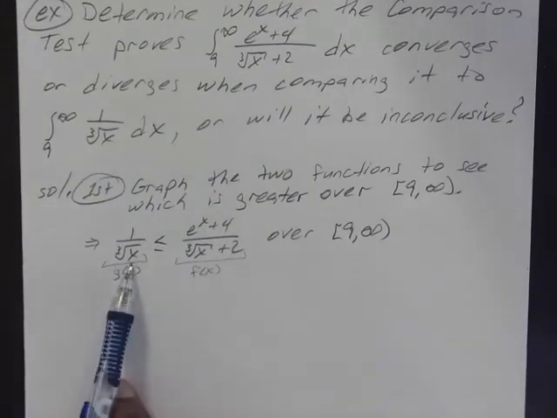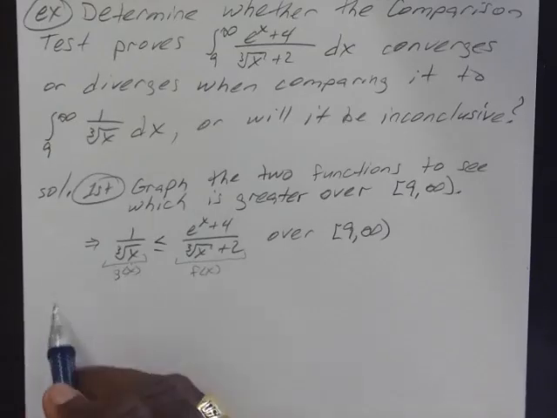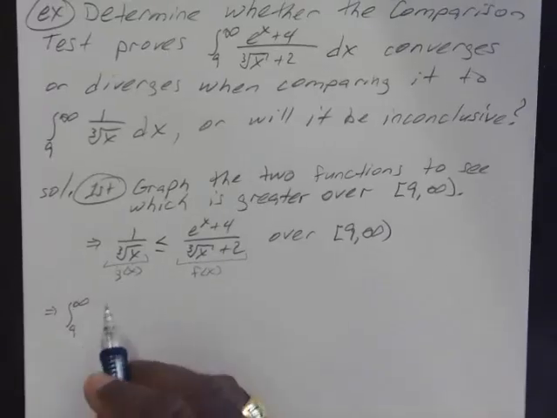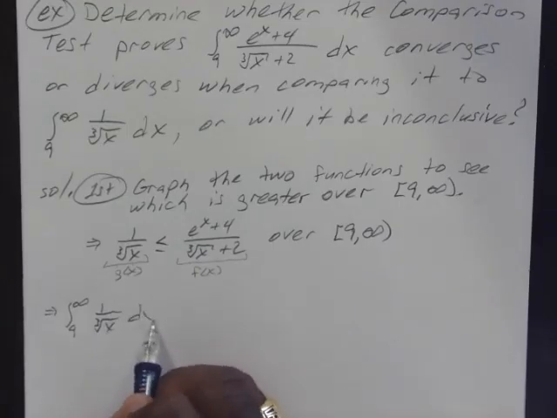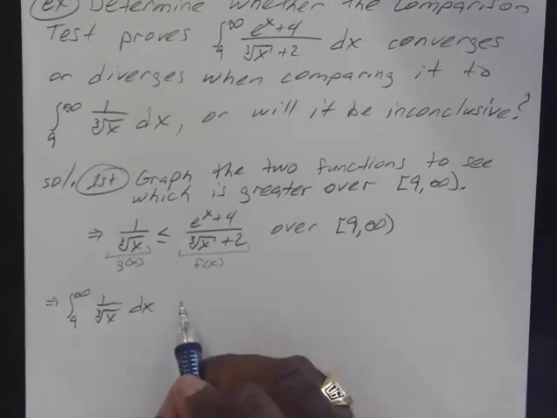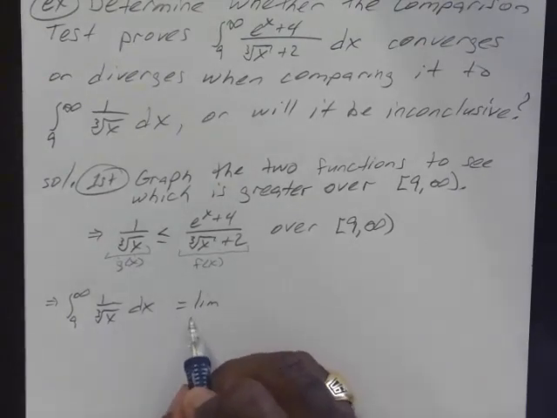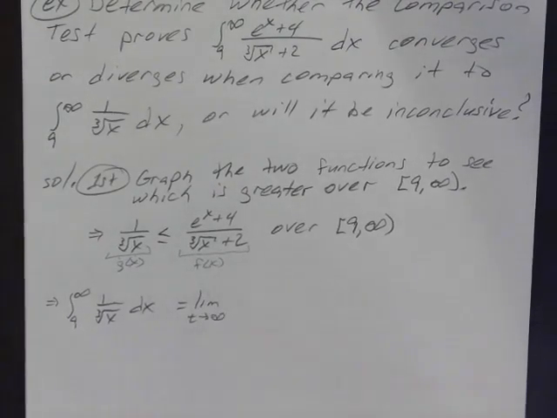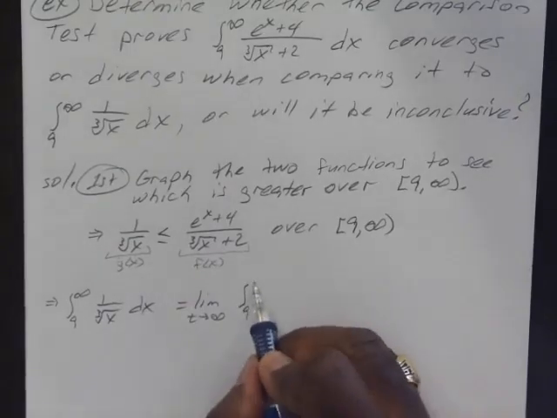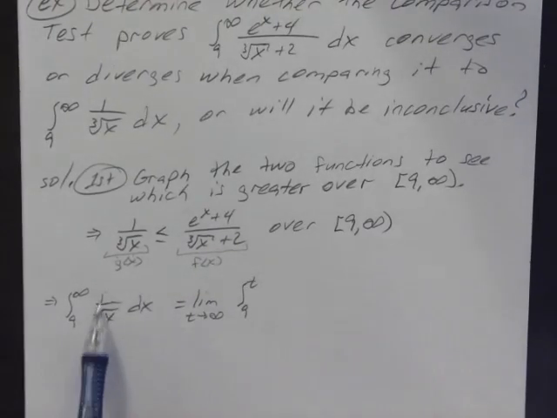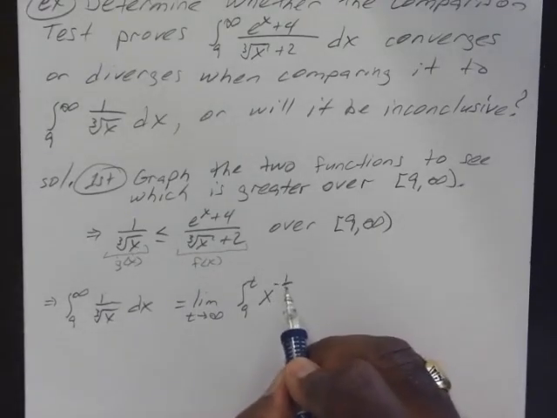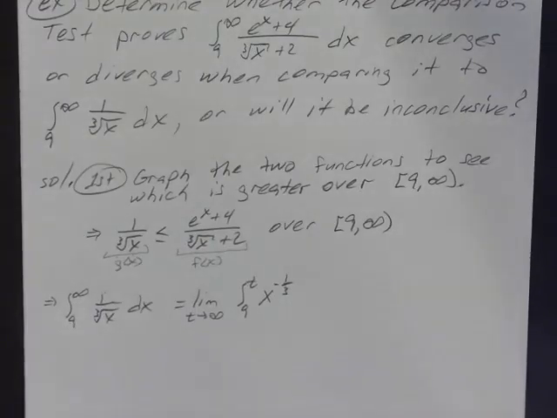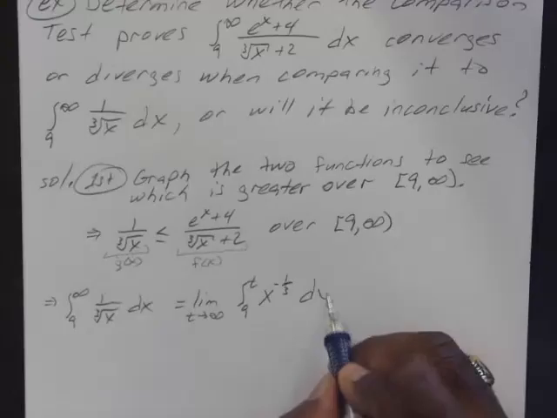So now we find the integral of our g of x. Okay, so the integral from 9 to infinity of 1 over the cube root of x with respect to x. We're going to rewrite that as the limit as t approaches infinity of the integral from 9 to t. And instead of 1 over the cube root of x, we're just going to rewrite it as x to the negative 1/3 power. So we can use the power rule. I think that's the name of it.